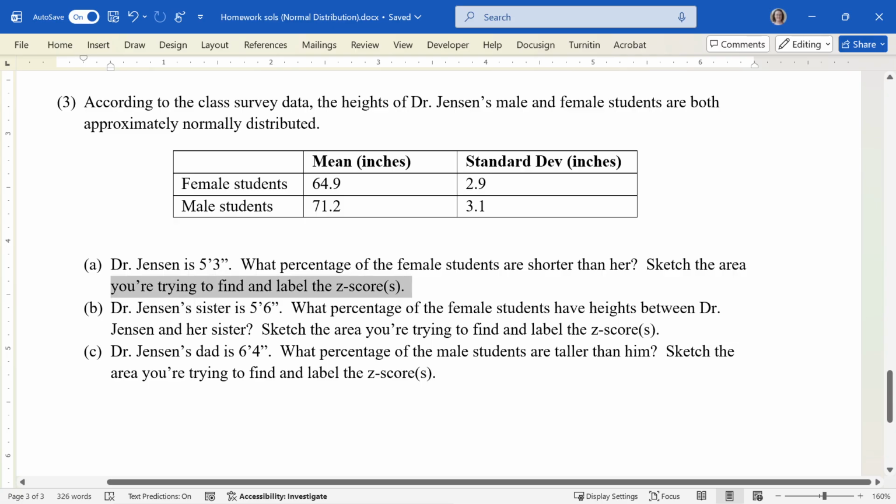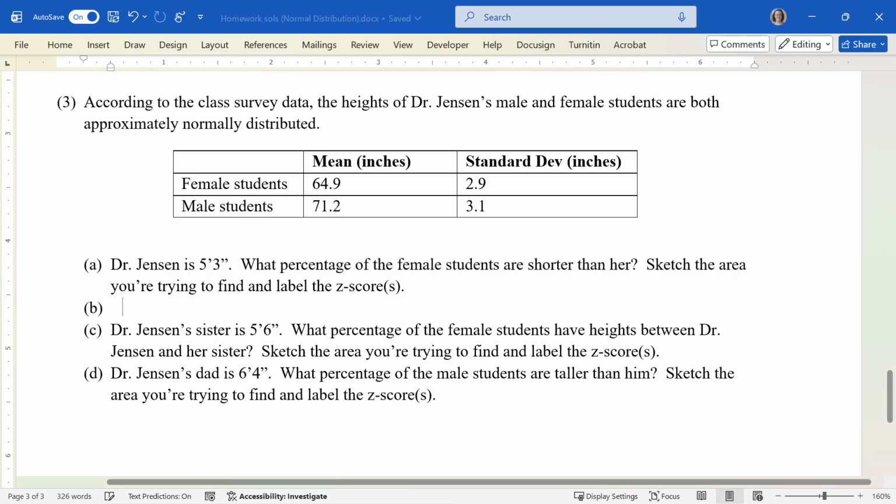I would like to have you guys do your own heights, but for the sake of giving you a set thing that you could try to do and check with your friends, did we all get the same answer? I decided to use my height and my sister's height and my dad's height. So here we go. You're going to find out a lot about my family. I am 5'3". What percentage of the female students are shorter than me? So we're going to sketch the area and label the z-score, and then we'll look it up in the table.